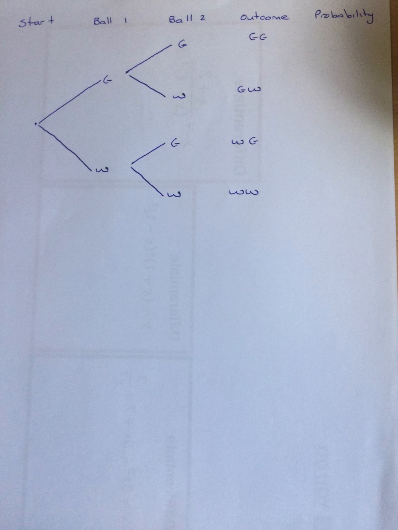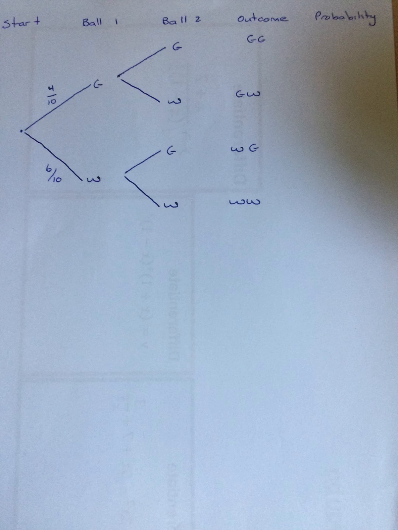So the top branch is GG, 2 greens. Second branch is a green followed by a white. Third branch, white followed by a green. And the final branch is 2 whites. Now we're going to introduce the probabilities. So the probability of choosing a green was 4 out of 10. And the probability of choosing a white is 6 out of 10.